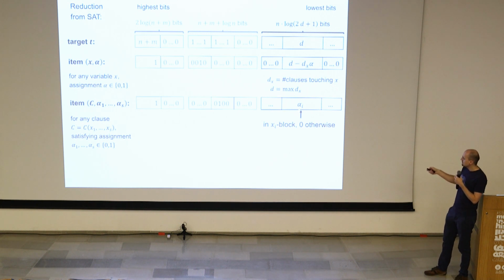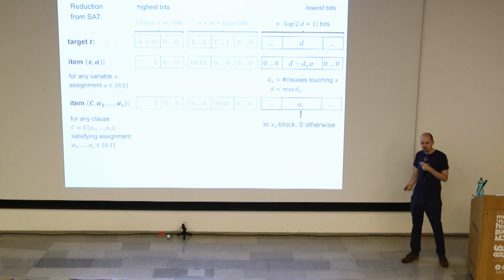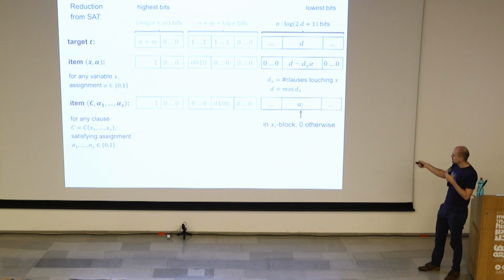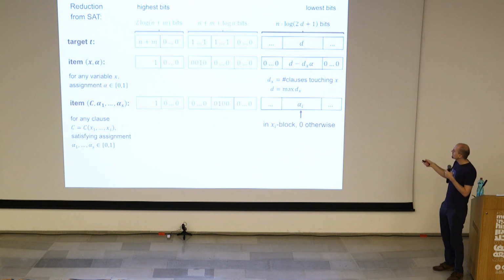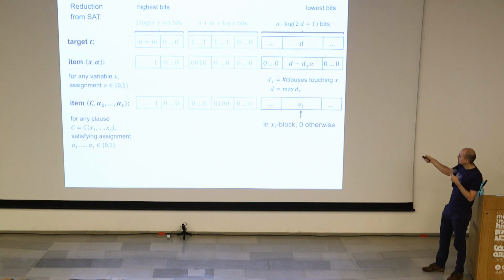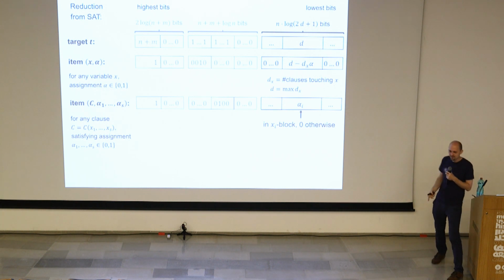if you have a clause where this variable xi appears, then you will just write down the assignment to that variable. So the clause item just puts 0 or 1 here, depending on what it assigns to that variable. The variable item wants to set minus its degree times its assignment, so either 0 or minus its degree. And because negative numbers are a bit weird here, I just add this d to make it a positive number, and then the target should also be d.